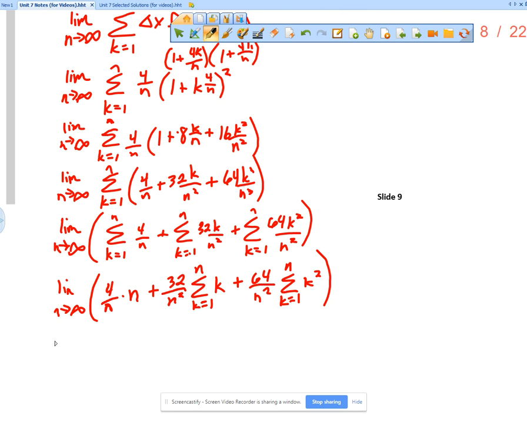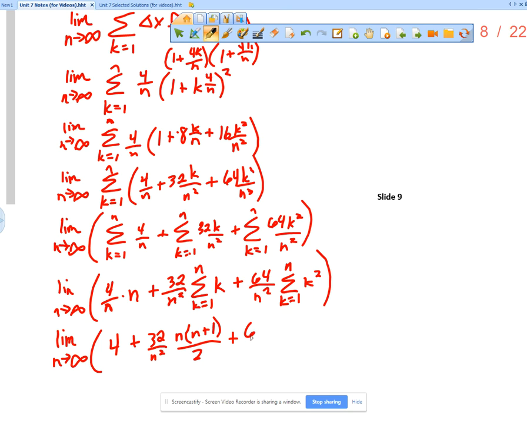All right, so now let's simplify a little further. The limit as n approaches infinity of, all right, so now 4 over n times n, we said that's 4. Okay, easy enough. Plus 32 over n squared. Now, the sum from k equals 1 to n. We talked about this yesterday. If it is of just k, remember, what does that sum equal? It equals n times n plus 1 over 2.